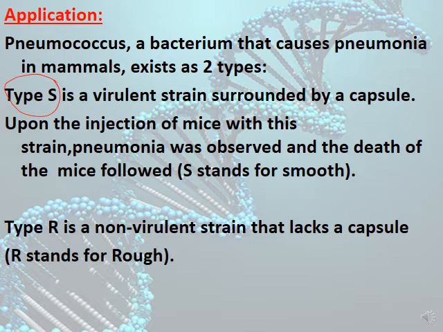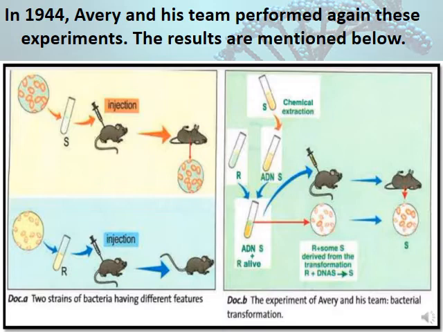While type R is a non-virulent strain that lacks a capsule. So R is for rough, while S is for smooth. So S causes the death. So in 1944, Avery and his team performed these experiments again, and the results are shown below in this figure.